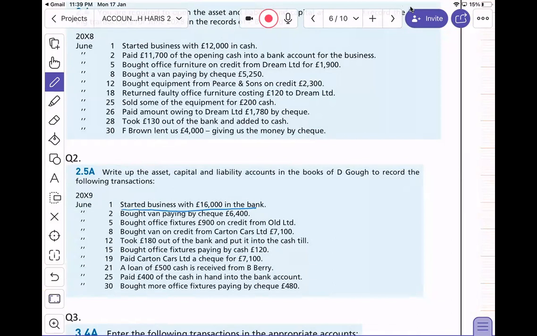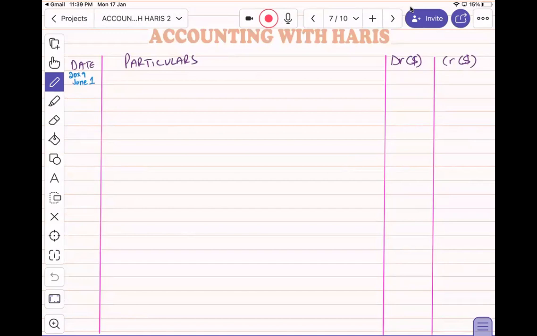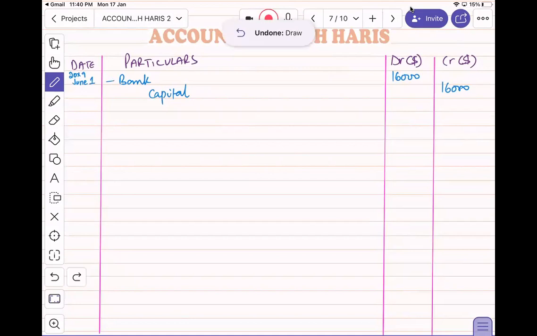So bank would get debited, and capital would get credited by what amount? 16,000. So the rule here is whatever is getting debited should come in the first line, like I've written bank over here, because bank is an asset. Now, if the business is receiving money, its asset is increasing. So you should also ask yourself which asset is increasing. The name of that asset is bank.